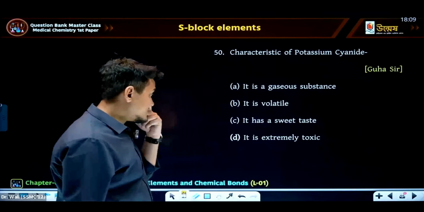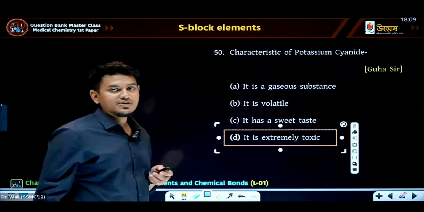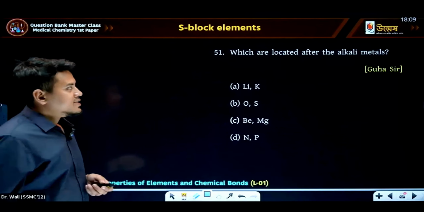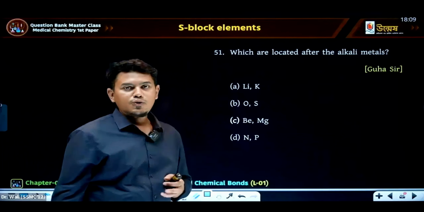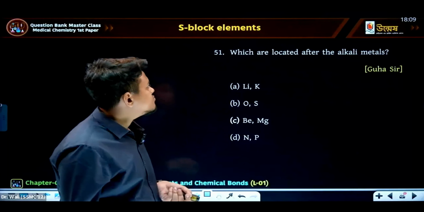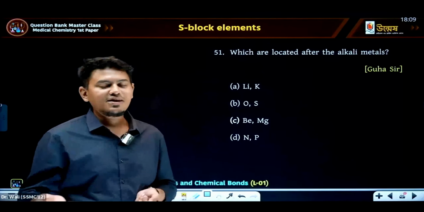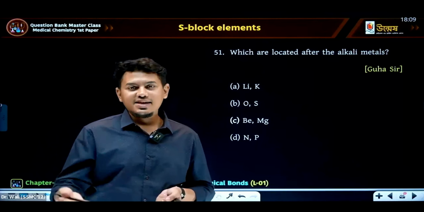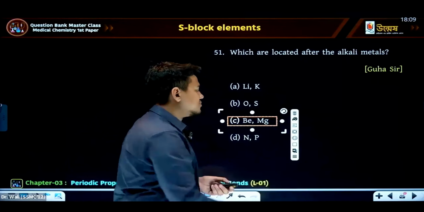Characteristic of potassium cyanide: it is extremely toxic. We all know about the cyanides. Cyanides are really toxic. It can interfere with our respiration. Which are located after the alkali metals? After the alkali metals, we do not get to see group 3. After alkali metals, we get alkaline earth metals, which is group 2. So beryllium, magnesium will be the answer.